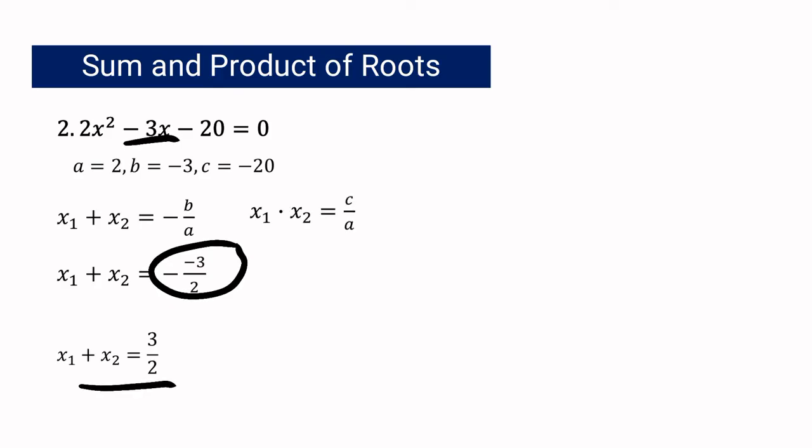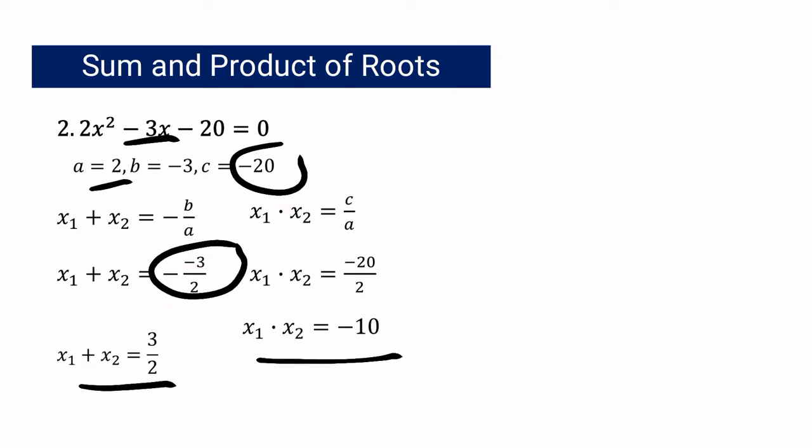And to get the product, x sub 1 times x sub 2, using the ratio c over a, our c is negative 20. So we have negative 20 there. And then our a is 2. So if we simplify this expression, then our product is negative 10. Let us check again if our values here are correct.